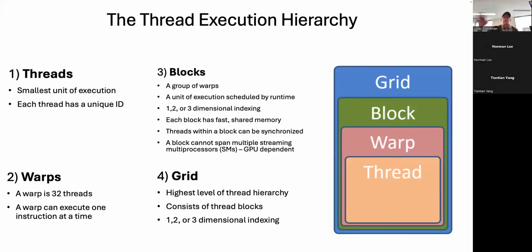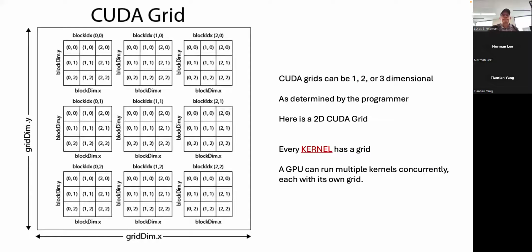And again, the grid is also like your blocks. It's either 1, 2, or 3-dimensional. So here's an example of a CUDA grid, okay? And this is a 2-dimensional CUDA grid that is defined for a particular, what they call kernel. This grid is allocated for that kernel. And that grid is comprised of these blocks.